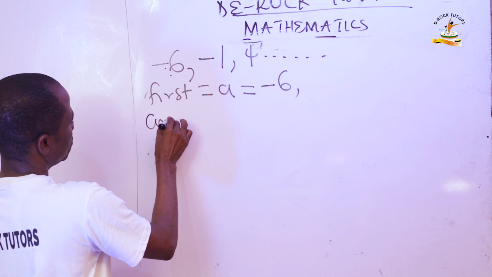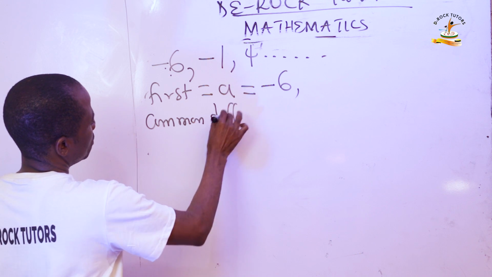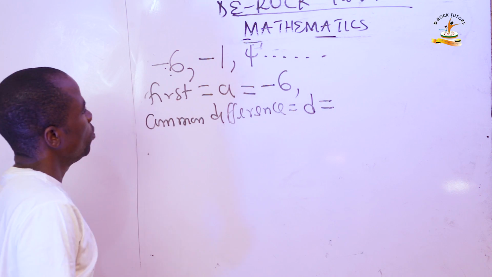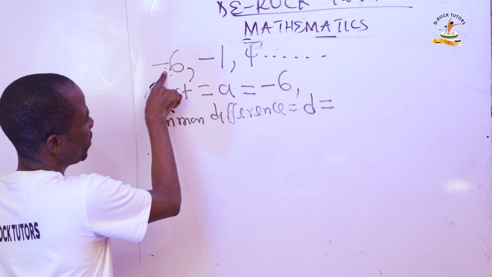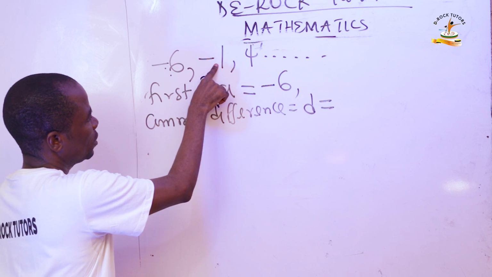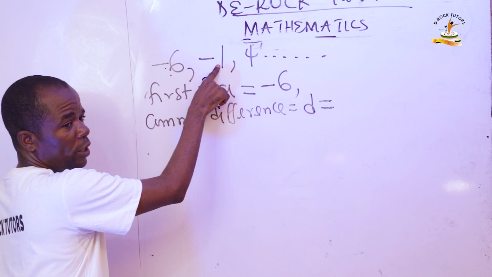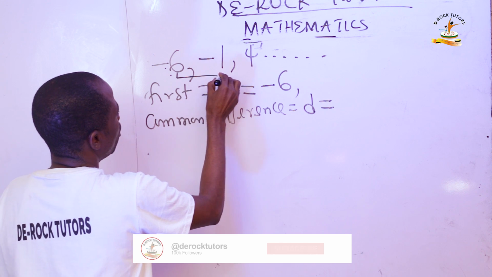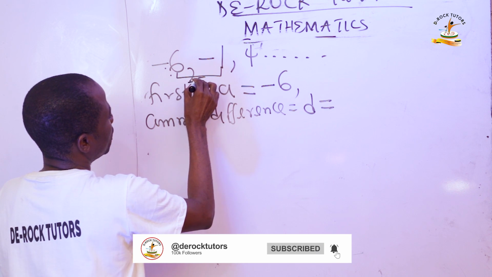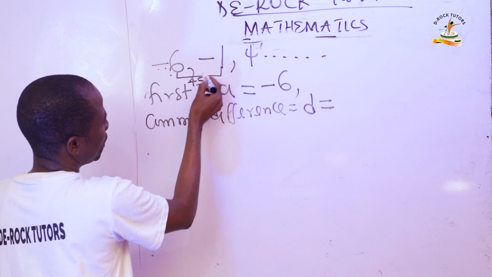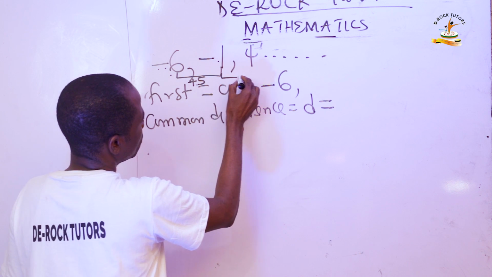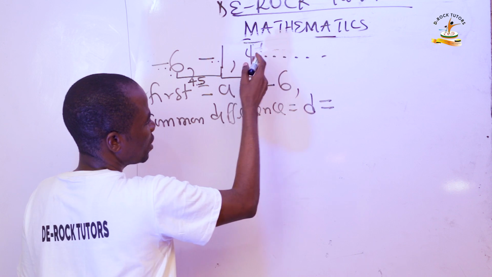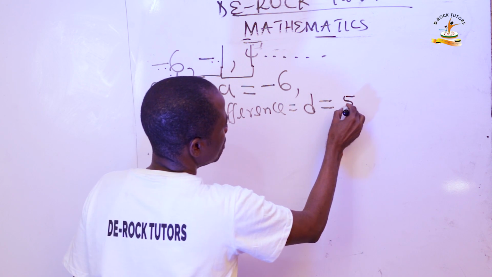The common difference, that's small letter d, will be what can be added to minus 6 that will give us minus 1. What can be added to minus 1 that will give us positive 4? And we can say here, that's positive 5. Minus 6 plus positive 5 gives us minus 1. So also, positive 5 plus minus 1 gives us positive 4, and so on and so forth. So our common difference is 5.